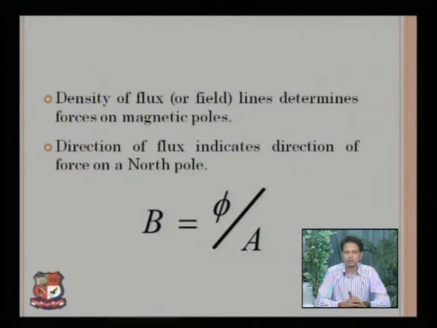Density of flux or field lines determines force on magnetic poles. This is the point which describes that if the question arises in our mind what magnetic flux density describes, then the density of flux lines determines forces on magnetic poles, and the direction of flux indicates the direction of force on the north pole. That means B is equal to Φ upon A is the equation of magnetic flux density.